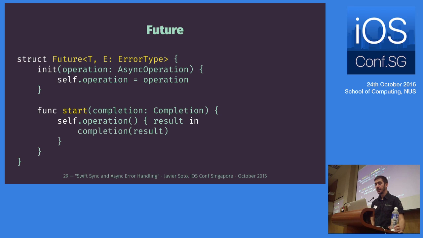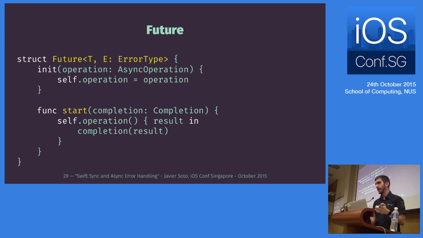Okay, and so we're going to create a future with that async operation block. The future is going to encapsulate that work, and it's going to know what to do to retrieve it. And the start function is the public API that we're going to call to tell the future, okay, I'm ready, go do the work, I want to get the value. And this is how we could implement it. We just call operation, and we call the completion block when we're done.